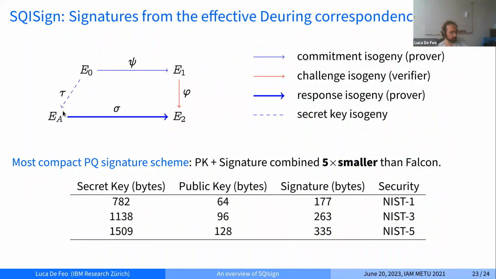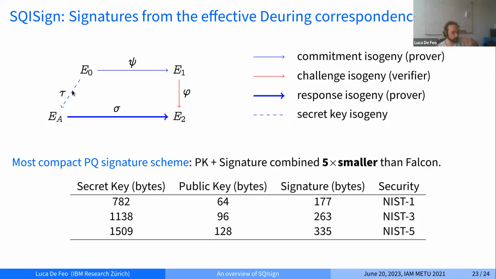And then tau here is a secret isogeny. It's going to be our secret key. It's an isogeny walk from E0 to some EA, and EA is going to be the public key. So on the left of this diagram, what you see is essentially the key material. E0 is just a public parameter, EA is the public key, and tau is the secret key.